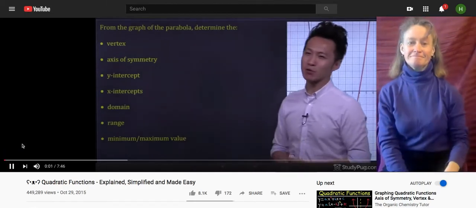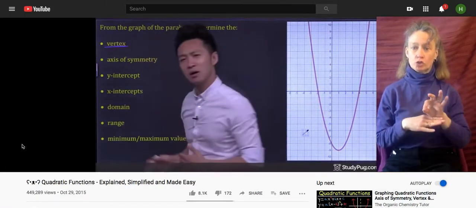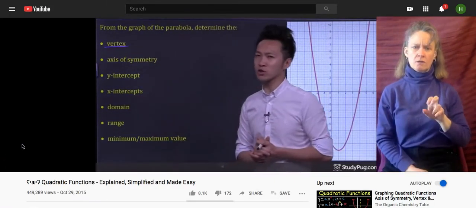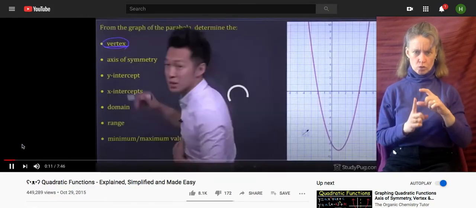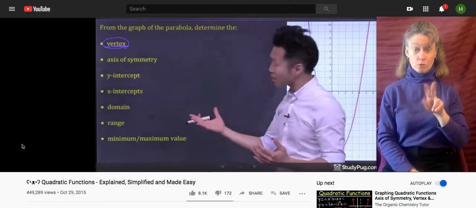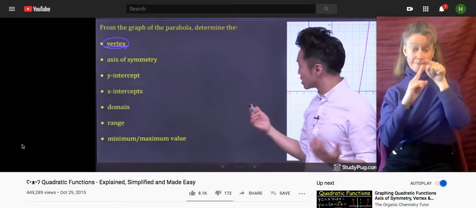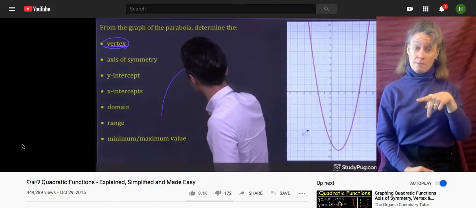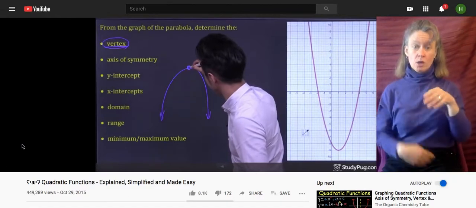Let's learn some vocabulary for quadratic functions. First, vertex. What is the vertex of a quadratic function? Well, the word vertex means peak. So the vertex of a quadratic function is the peak point on a parabola, which means for a parabola opening down, the vertex is the highest point.